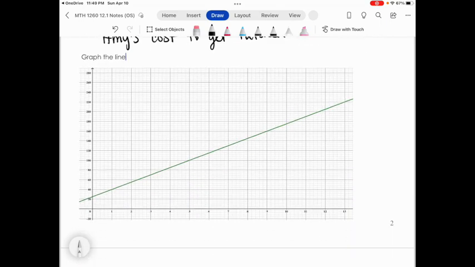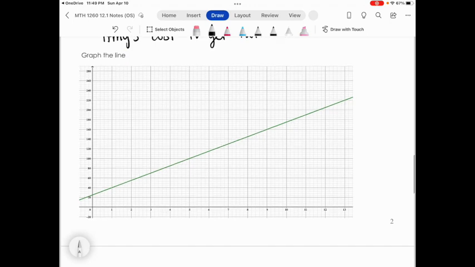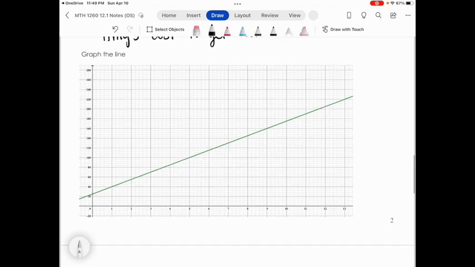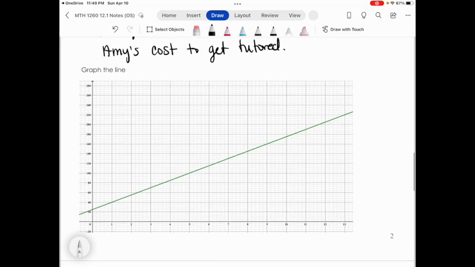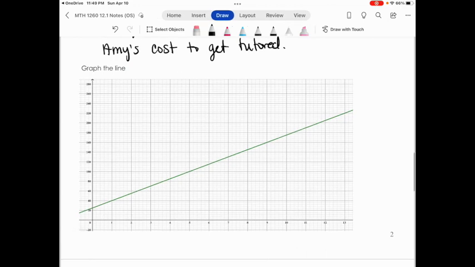Now, I already pre-graphed this and loaded it in because I have horrible drawing skills. But what you need to keep in mind is when we graph our equation, there are two ways that we can do it. The first method is to look at our starting point, which we said was 25. So that's our value of b, where it crosses the y-axis. So this should be where it crosses at 25. And then we use our slope of 15 to create more points.